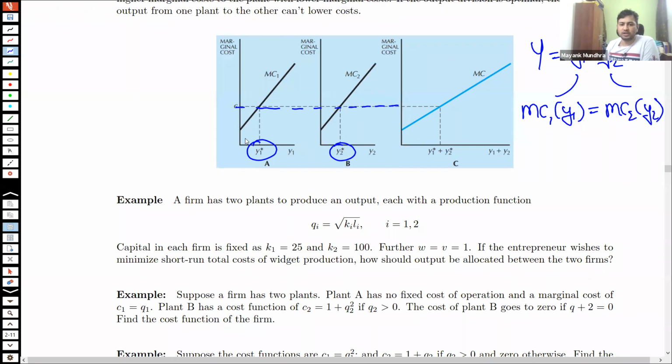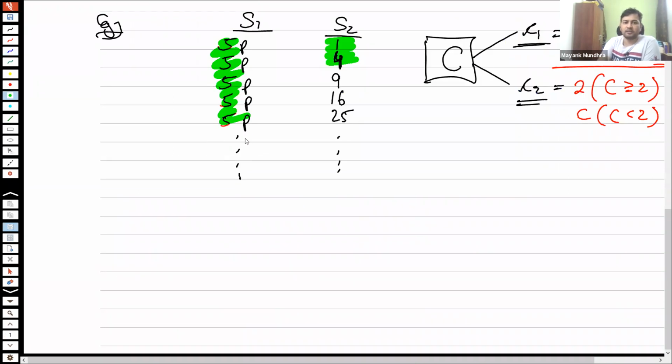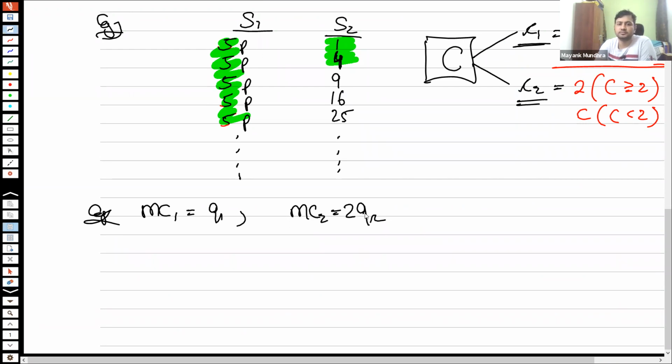So let's do a simple example first to understand this concept. The example is, suppose you have a marginal cost in plant 1 equal to Q1 and marginal cost in plant 2 equal to 2Q2. So how will you divide a total quantity Q into Q1 and Q2 in this setup? The solution is very straightforward.